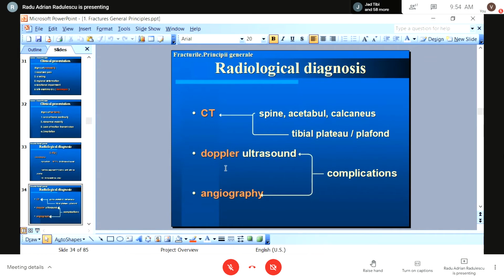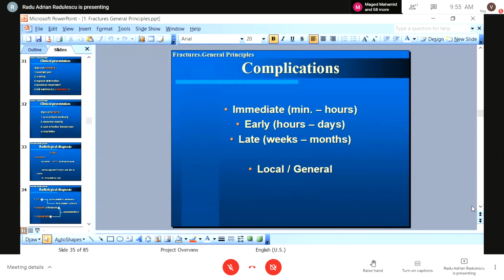Also, we may need a Doppler ultrasound if we get vascular complications, or sometimes even an angiography to determine the blood flow through the vessels. The fractures are often accompanied by complications. Complications may be immediate complications, meaning that these complications will occur after minutes to hours after fractures.